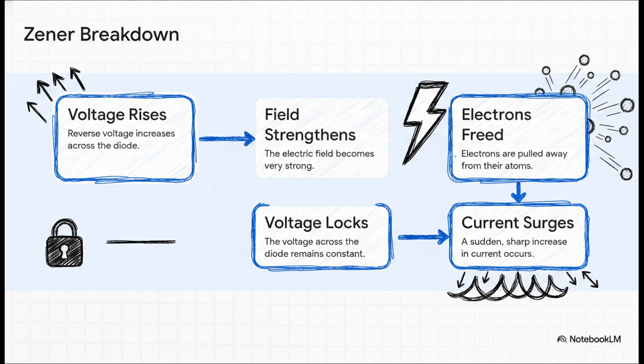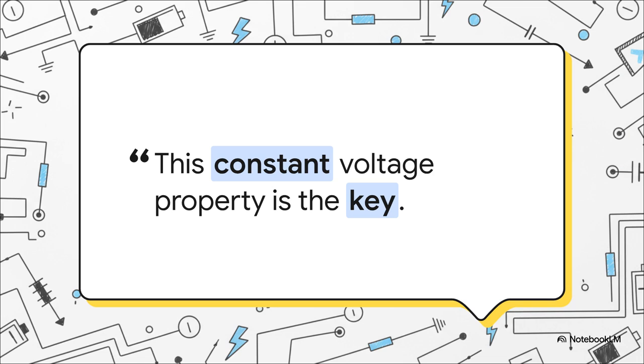It doesn't budge. And that right there, that's the whole point. All that complicated physics boils down to one simple, unbelievably useful fact. Once it hits that breakdown point, the voltage across the Zener diode is rock solid. It becomes a perfect constant voltage reference.